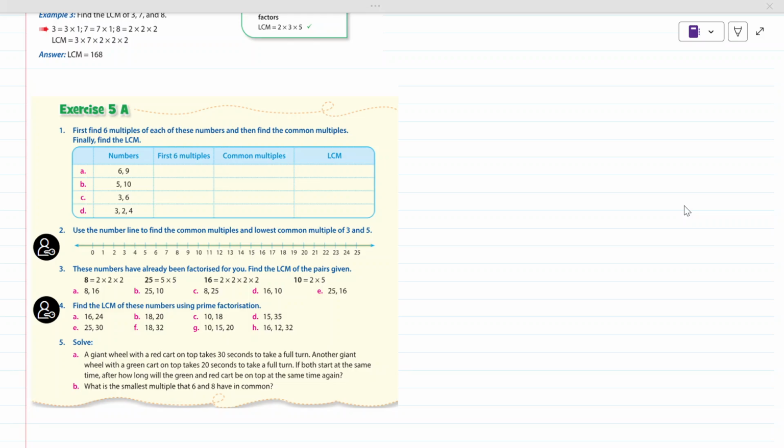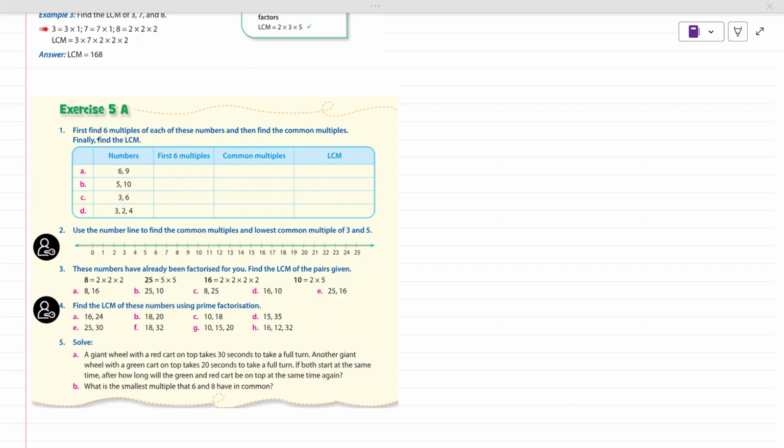Hello kids, I hope that you have revised the concept which we studied in our last class regarding the LCM and the different ways that we can find the LCM. In today's class, let's begin with exercise 5A.